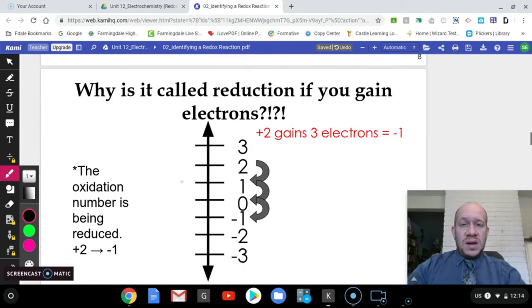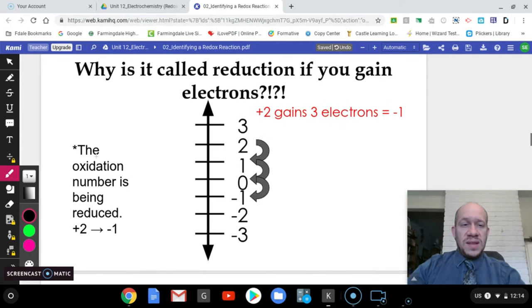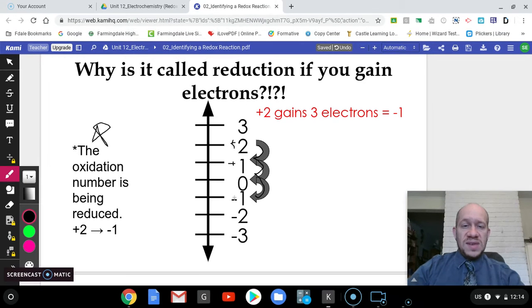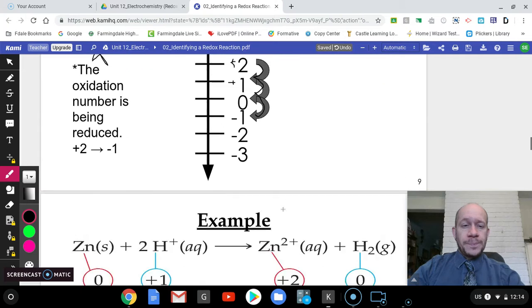So why is it called reduction if you gain electrons? The oxidation number is actually being reduced. That's what we are talking about. So for example, if a +2 gains 3 electrons, I become a -1. So a +2 oxidation state gaining 3 electrons is reducing its oxidation state down to -1.